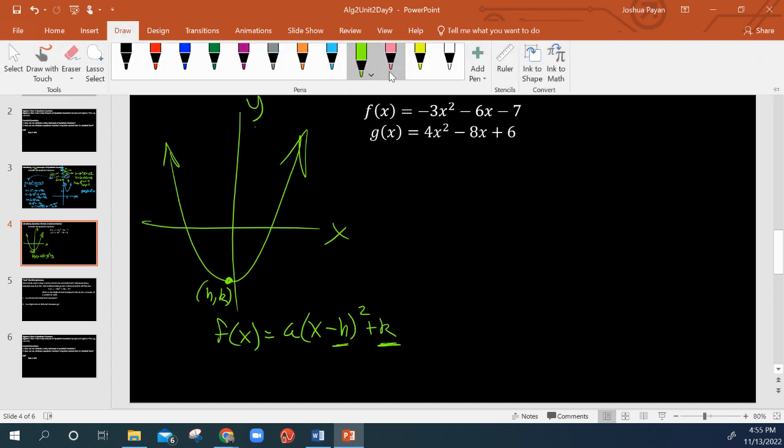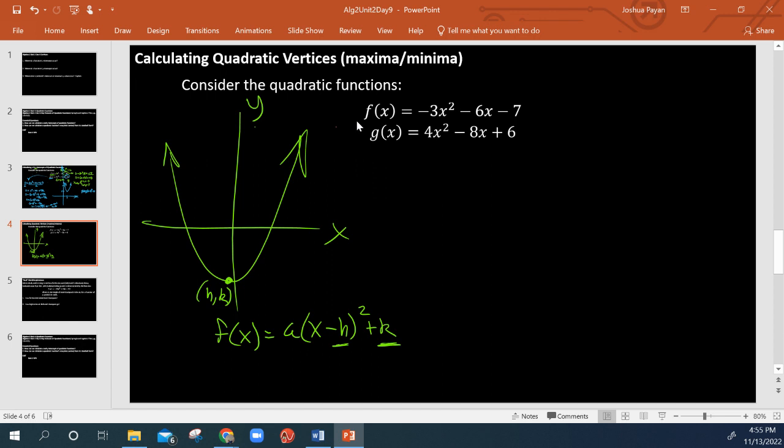Now, there's another way to calculate this. We can also say that the vertex happens not only at h by k, but we can also calculate it by doing a simple little formula. The x value comes from negative b divided by 2 times a, and our y value comes from f of that x value, negative b over 2a. Okay, so we'll look at two examples of getting this, right?